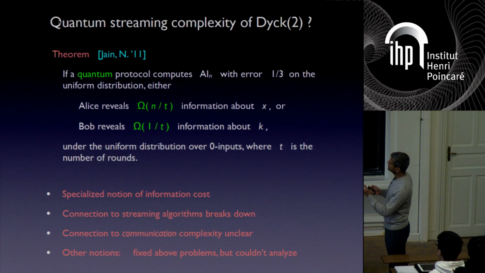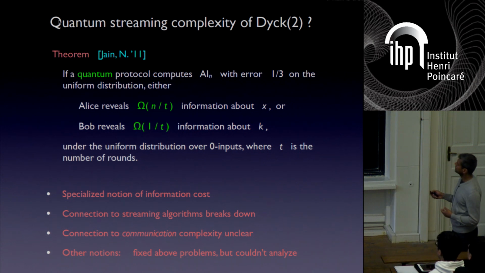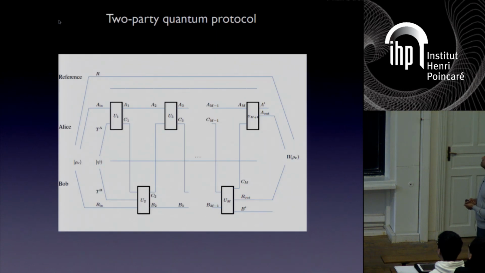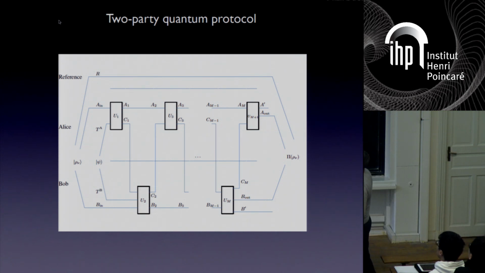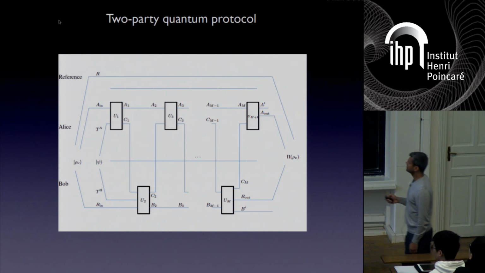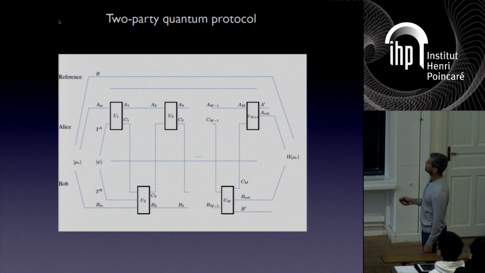So I'd like to address each of the shortcomings of this result one by one, starting with the notion of information cost. So let's look at a quantum protocol in more detail. We've seen this in Matthew's talk earlier. This is a two-party communication protocol between Alice and Bob.